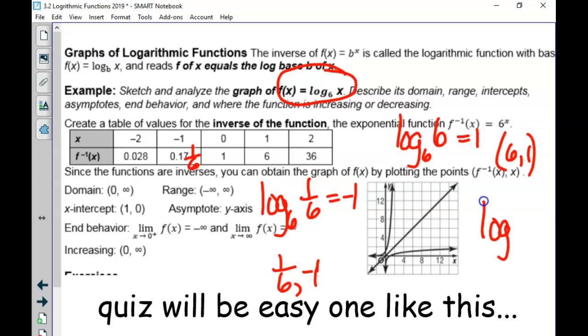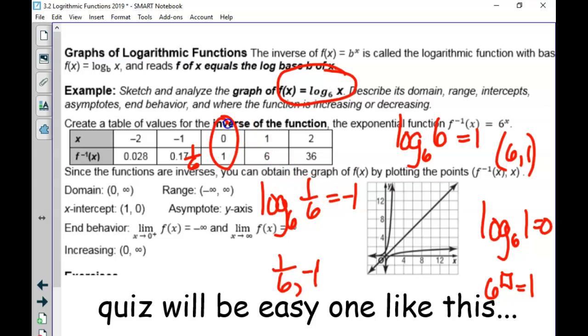It's actually log base 6 of 1. So this is saying 6 to what power is 1? 0. There we go. So we put in a 1 and got out a 0.